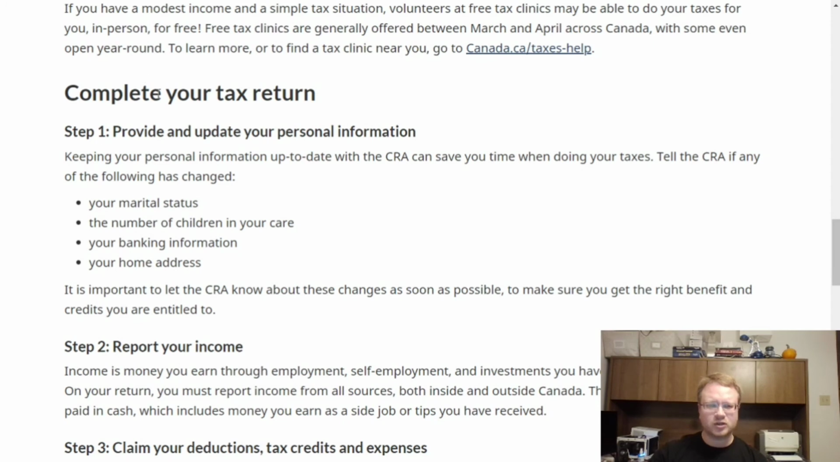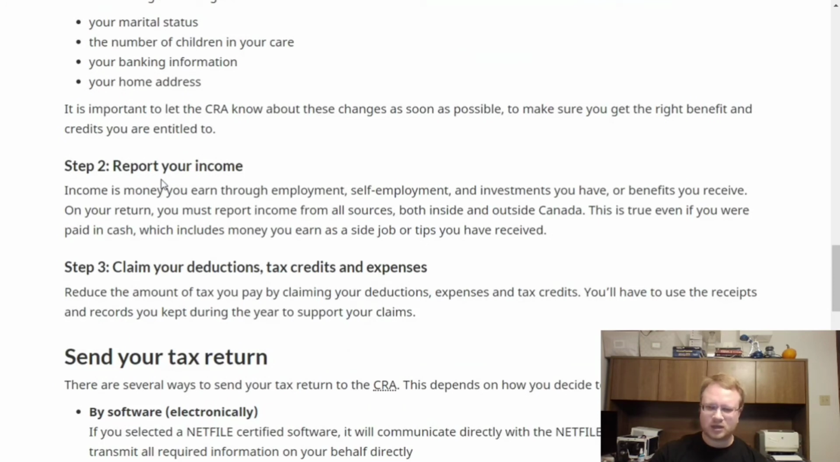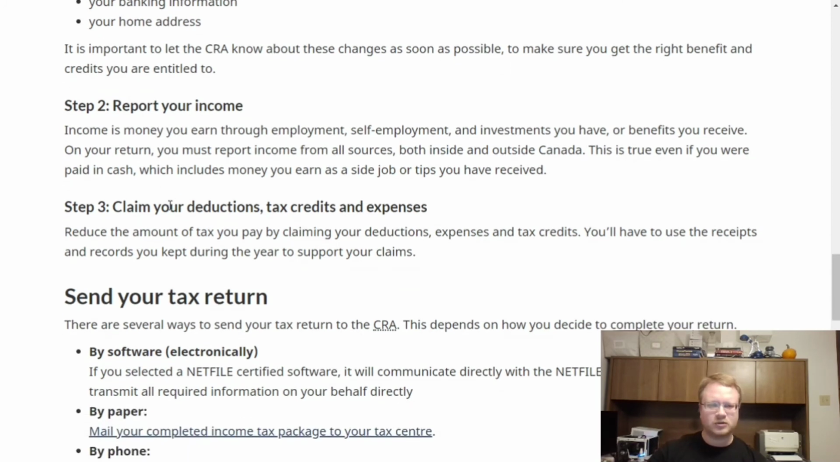How do we complete your return? As you fill out the form, you provide and update your personal information. So that's things like your marital status, number of children, banking information, home address. Report your income. So we look at those T4 slips and fill in how much money we earned during the year. Claim your deductions, tax credits, and expenses. So is there any deductions? So that will affect the amount of income the government sees and taxes you on. We have the credits, and that's where we get to take money directly off the amount that we owed, and any expenses related to things like moving, childcare, healthcare, and that may impact how much you owe.